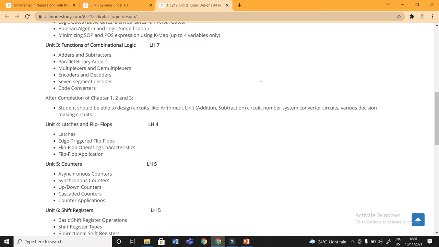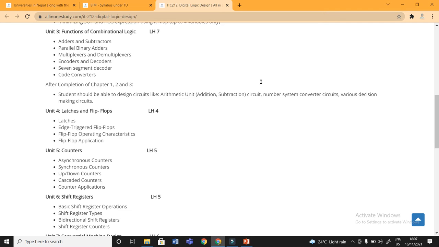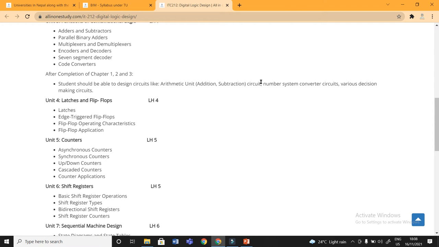In unit 3, we will start the topic of combinational logic. In this chapter, we will deal with adders and subtractors: half adder, half subtractor, full adder and full subtractor. After going through them, we will talk about parallel binary adders. After that, we'll go to multiplexers and demultiplexers, their usage, and implementation of various functions with the help of multiplexers. In the same way, we will deal with encoders and decoders, and implement certain Boolean expressions with the help of decoders. After that, we will talk about the 7-segment decoder and 7-segment display.